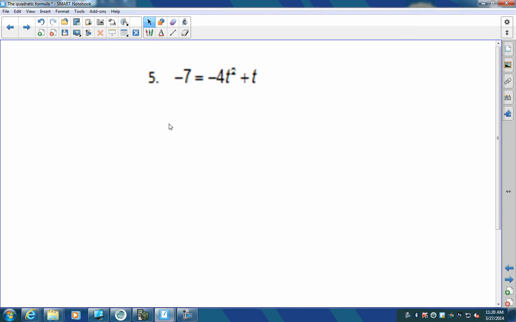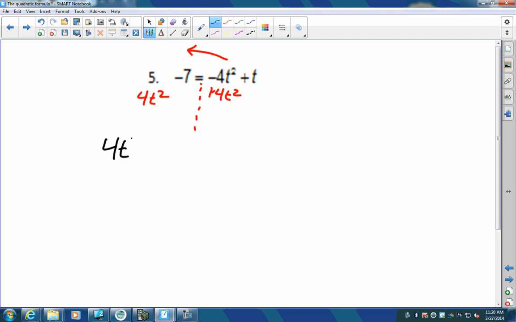Bring the 7, negative 7. Now, the thing is, I want to move my x squareds. I want to make them positive. So let me move this over to the right, plus 4t squared. So I'm going to have 4t squared, which is the same as x, minus 7 equals t. You can change it to x's. Subtract t from each side. 4t squared minus t minus 7 equals 0.